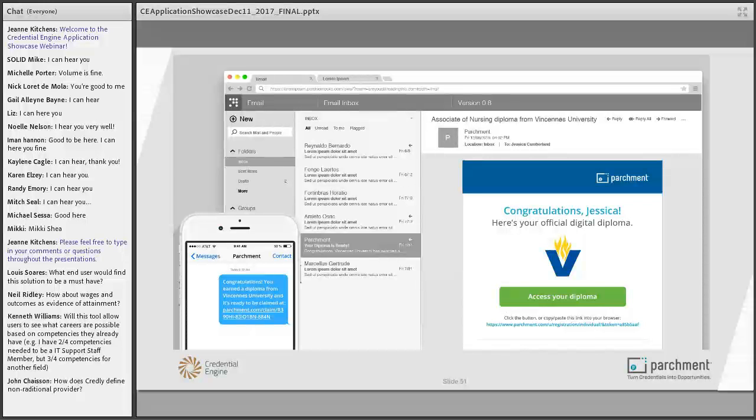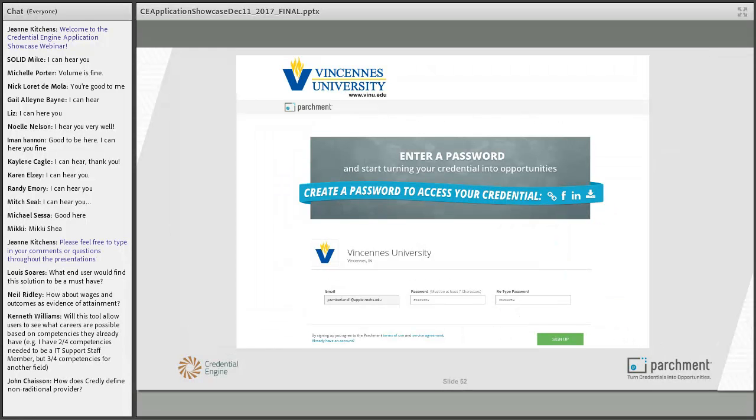So here's how it works. First of all, an institution would provide information about what learners have earned credentials, and we would have linked those credentials to data within the registry. In my example here, Jessica has earned her Associate of Nursing diploma at Vincennes. And so Vincennes provides that information to Parchment, and Jessica receives an email message and a text with information about how to access her credential.